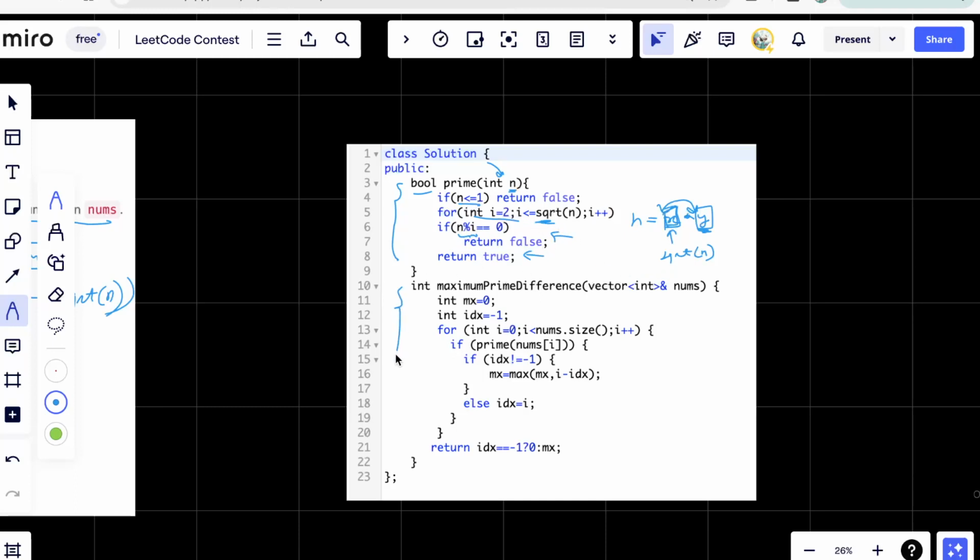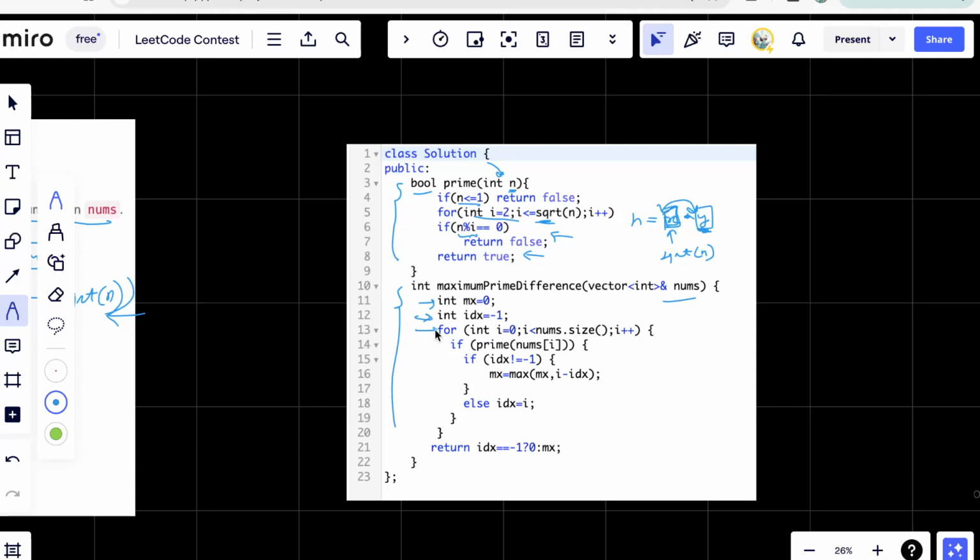Now let us move on to the main function and see how we are coding the approach we just discussed. So now we know how we are calculating prime. Now let's come here. The mx variable is going to store the maximum distance, which is initially 0, and idx is initially -1. It represents the first occurrence of a prime number in this nums vector.